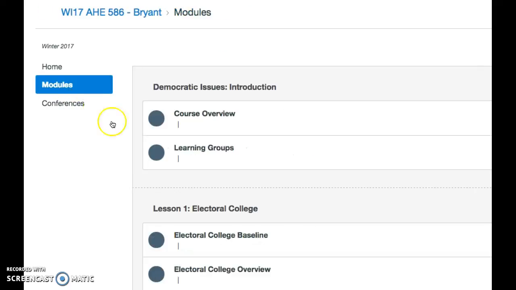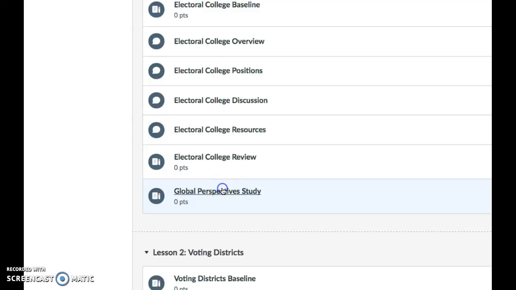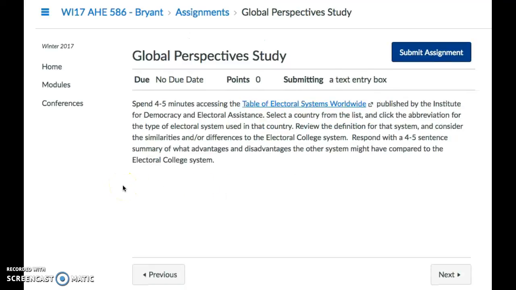The final item in the module is a homework assignment. For this assignment, you're asked to spend 4 to 5 minutes accessing the Table of Electoral Systems Worldwide, published by the Institute for Democracy and Electoral Assistance.